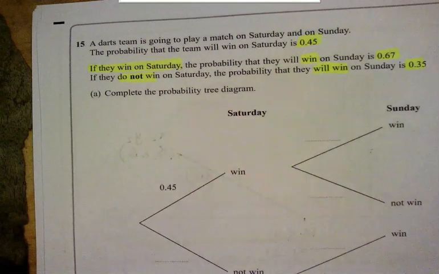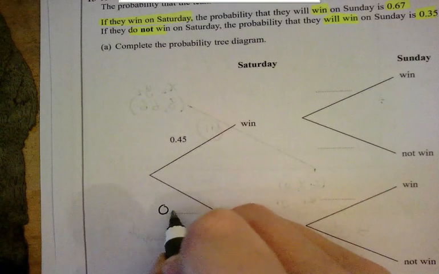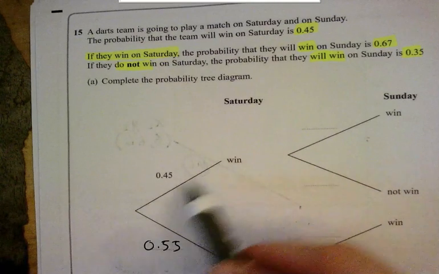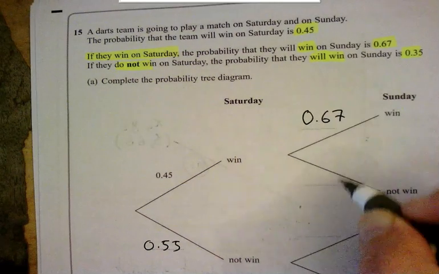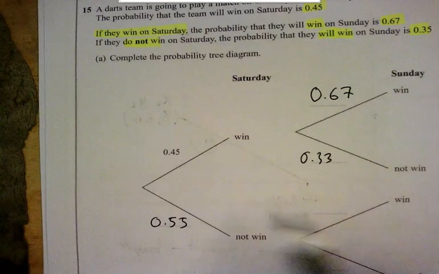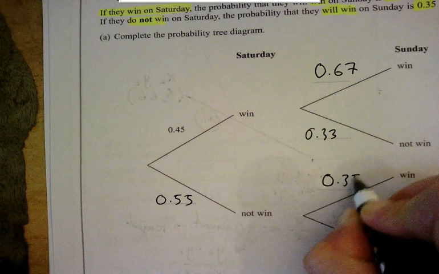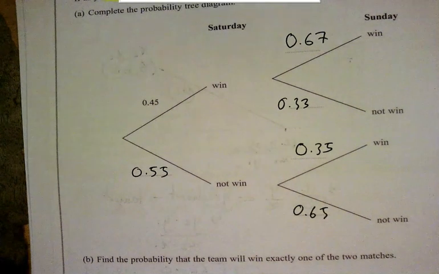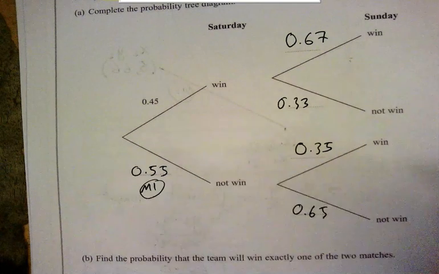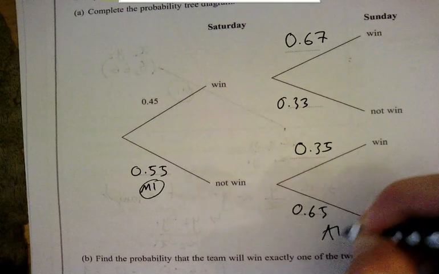Complete the probability tree. I know that probabilities add to 1, so I'm going to do 1 subtract 0.45, which is 0.55. It says if they win, the probability they will win on Sunday is 0.67, so that must go here. 1 subtract 0.67 is 0.33. It says if they don't win, the probability that they will win is 0.35, so that must go here, and then 1 subtract that, 0.65 must go here. You would get 1 mark for 0.55 in the correct place, and then 1 mark for the rest of the branches correct.